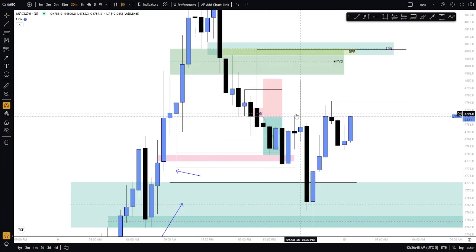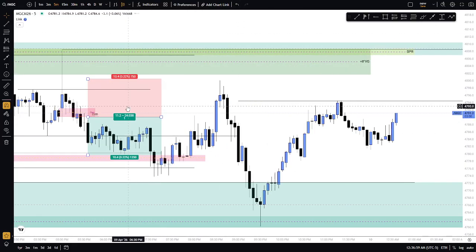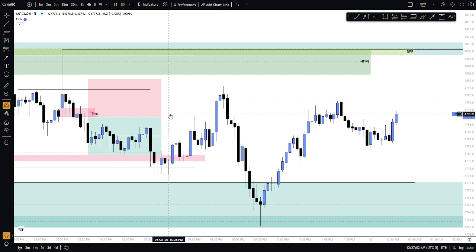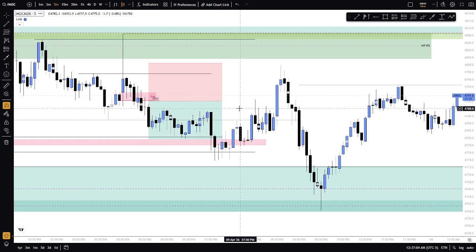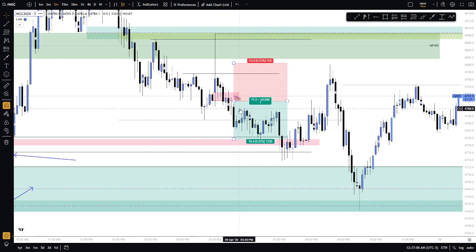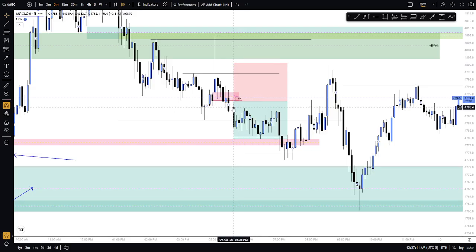Even to now, we're not getting body closures above, which we may, but it could be just a wick again. But we'll analyze that price for the future. But simple setup here on gold, trading CRT model, inversion with the change in state of delivery. And yeah, liquidity, inversion, change in state of delivery, entry, and then you target.